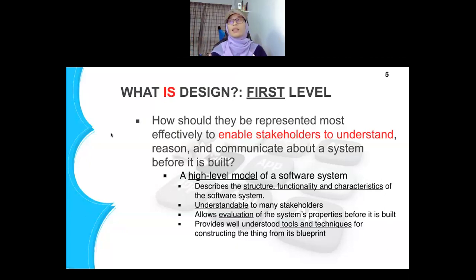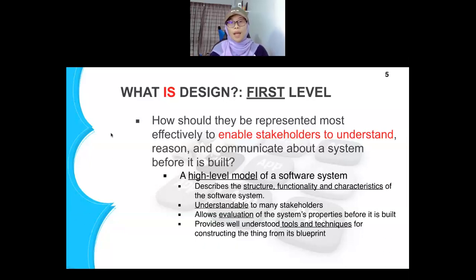Actually there are a few levels of talking about the design. We have first level, intermediate level, and also detail level. So first level is normally to enable the stakeholder to understand. They come to you to request a system, right? So you do a design to make sure that what your stakeholder requires is the same understanding as what you want to deliver. So that's why first level is to enable the stakeholder to understand, reason, and communicate the system that you will build later on.